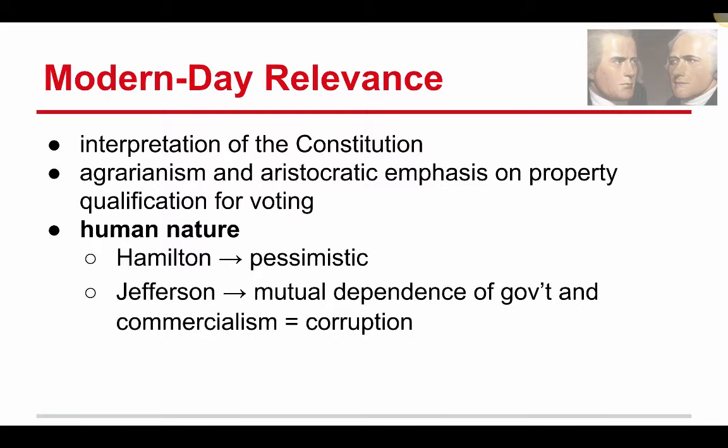Now, the conflicting views of Hamilton and Jefferson on human nature and the role of self-interest in government also have continued relevance. Hamilton had a more pessimistic view of human nature, which he saw as motivated by self-interest. He sought to harness the self-interest by tying the wealthy and powerful to the new government. Jefferson saw self-interest and the mutual dependence of government and commercialism as leading to corruption and the destruction of liberty. He also believed strongly in republican virtue and political disinterest, rather than self-interest, as appropriate for politics in a republican society and as the key to preserving liberty.